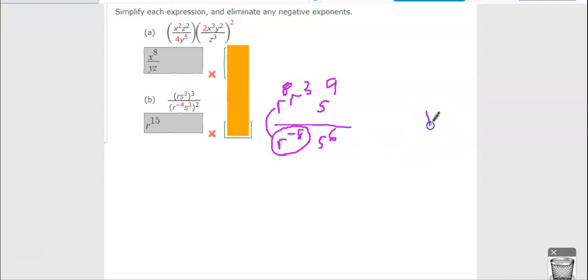So that means I have r to the 11th up top. And then here I have 9 s's and 6 s's. That means I have 3 more of them up top. So r to the 11th, s to the 3rd. That's your answer for letter B. And you do something similar to this one over here. I wanted to do this one just because it has a negative exponent.